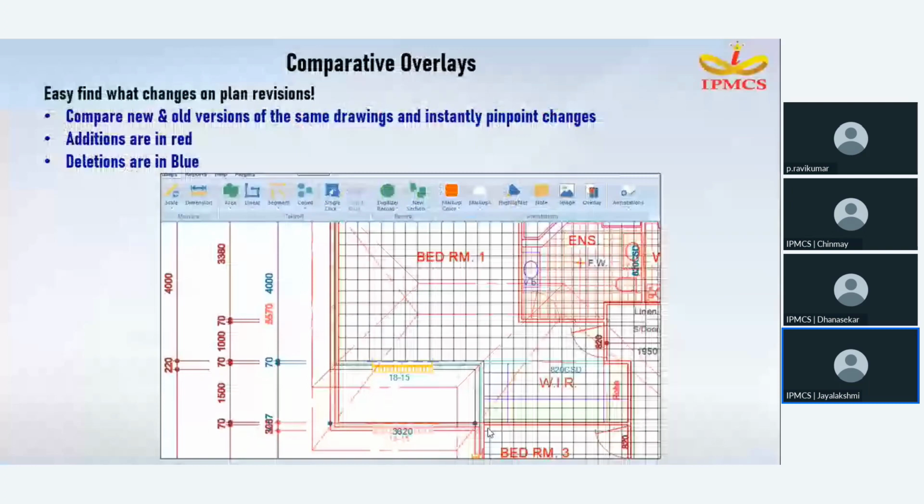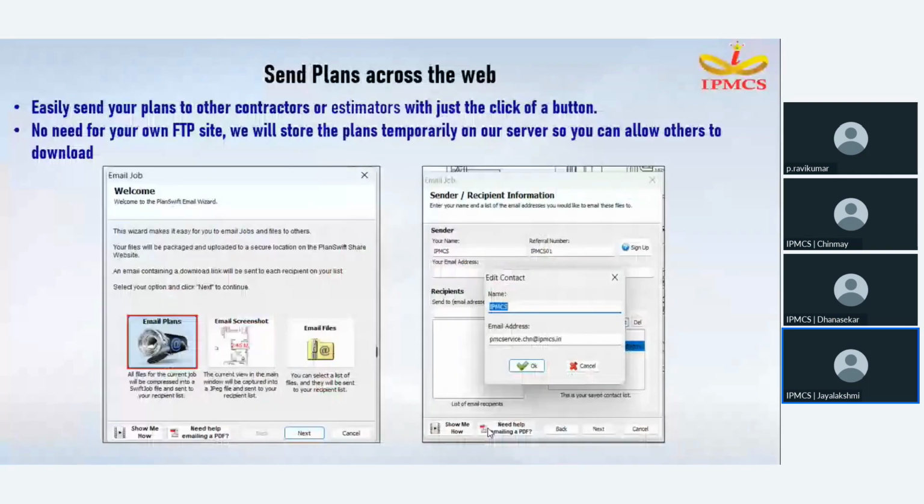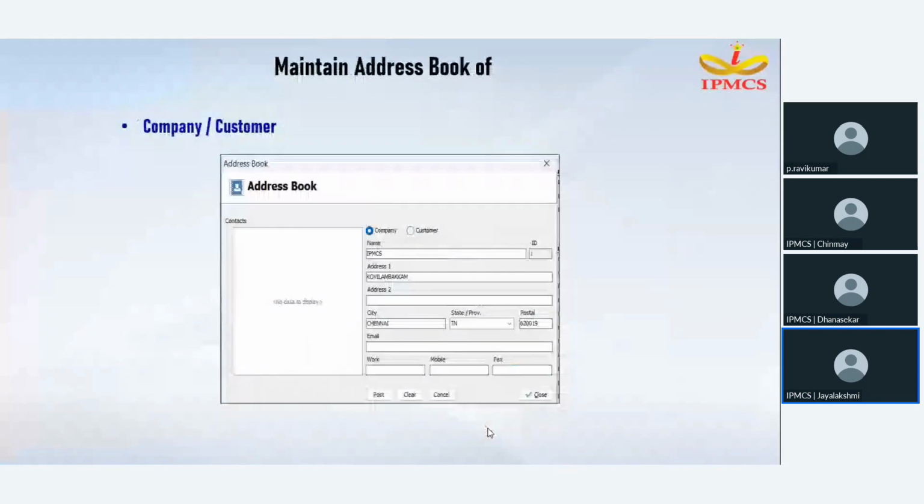Then Planswift can be directly integrated with Excel. This direct integration will help us while reworking the drawing. If any measurements are changed, they will be automatically reflected in the Planswift cell, which is directly connected to that job. This is the default estimate reporting from Planswift. Then file sharing is also easy. We can even send the files across the web, and we can create an address book inside Planswift.